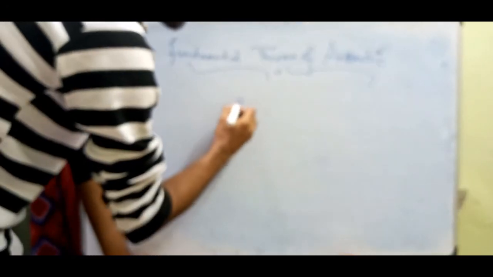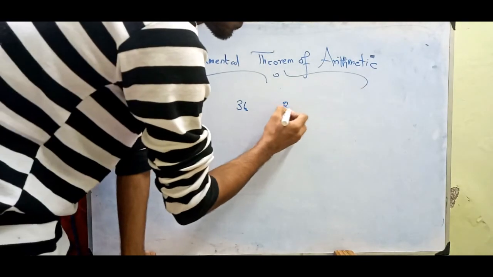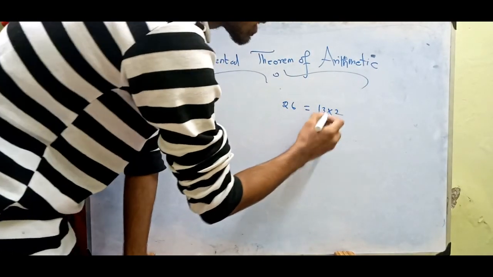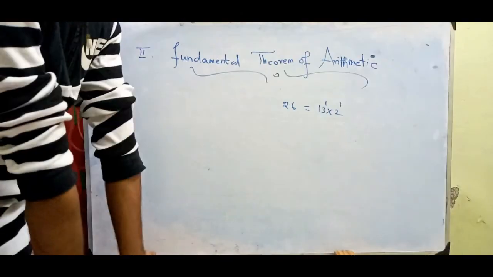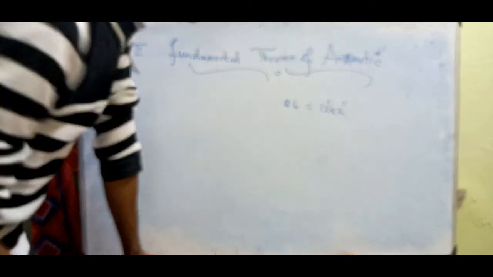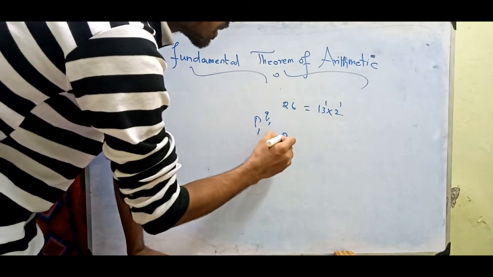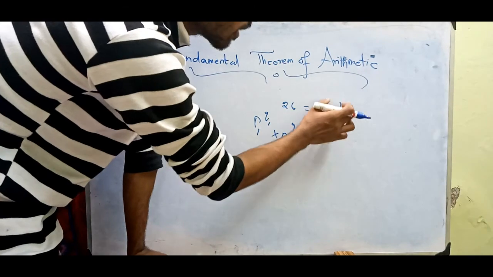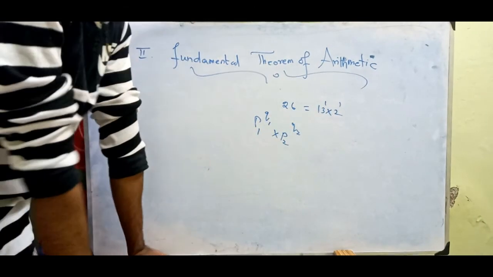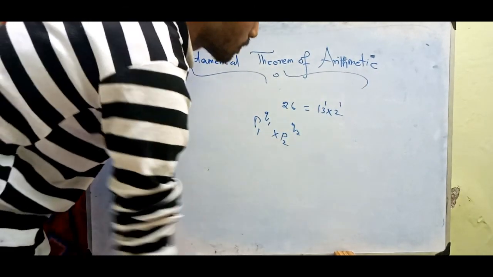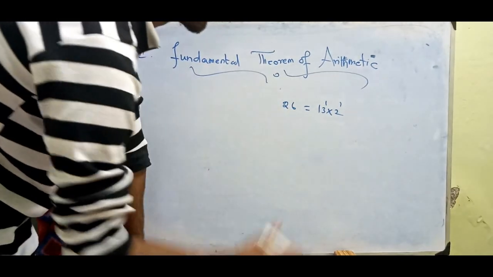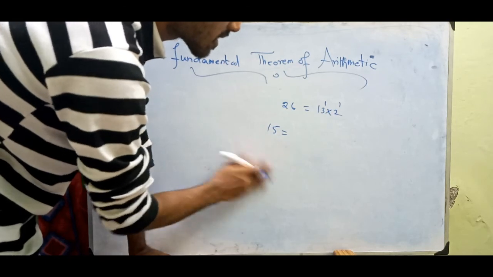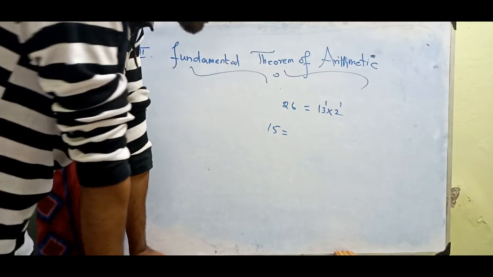Let us take another one. Let us take 36 or 26, whatever you want you can take. 26 can be written as 13 times 2, with power 1 and power 1. So both are represented in this manner. So P1 power Q1, P2 power Q2, and P1 and P2 should be prime numbers, and the powers will be natural numbers. Some other examples. Let us say 15 or 17 is exactly a prime number. We need a product of prime numbers, right?